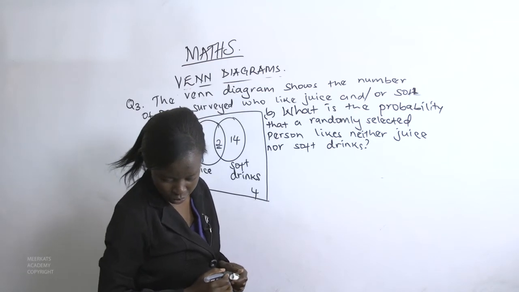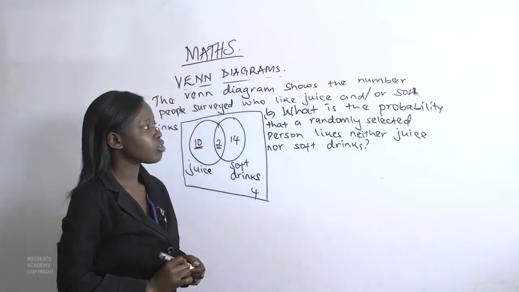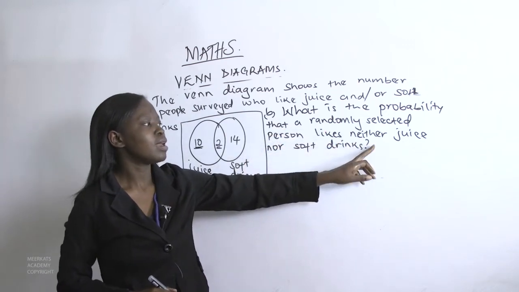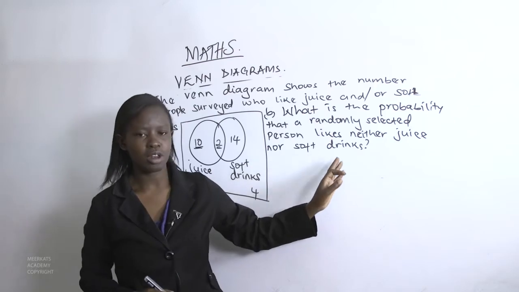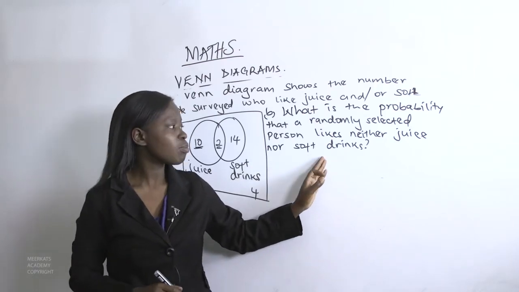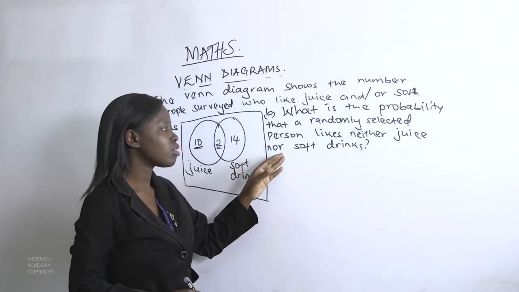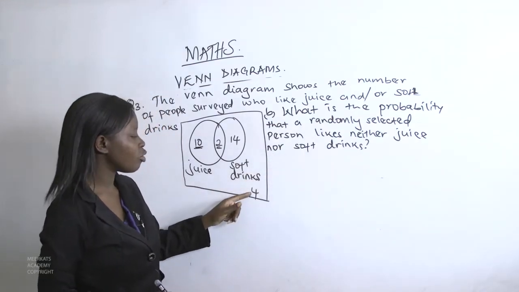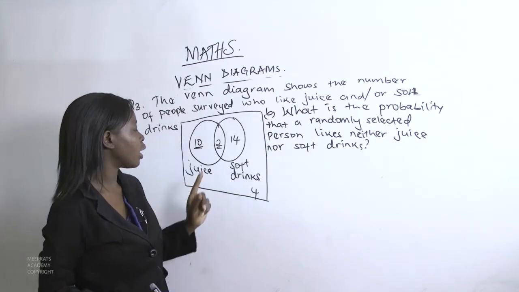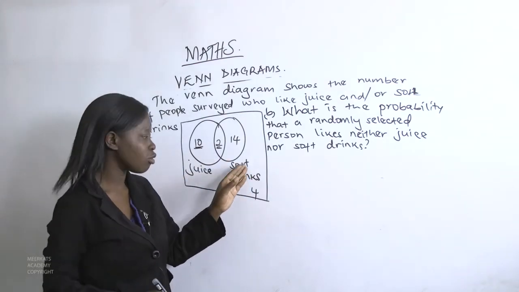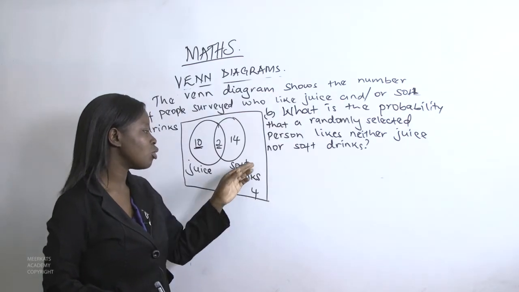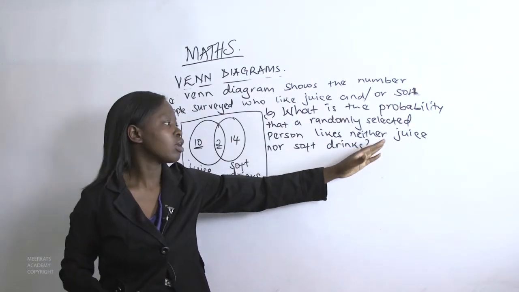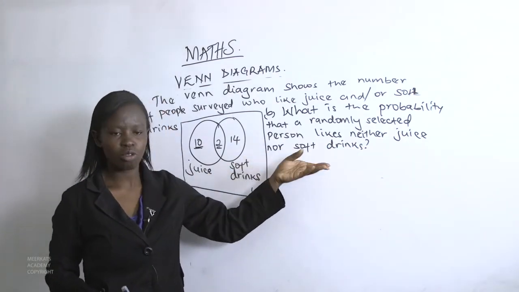So part B of the question is requiring us to find the probability that a randomly selected person likes neither juice nor soft drinks. So this is whereby this person does not like juice and at the same time does not like soft drinks. So we had a category of people here who do not fall under juice, who do not fall under the soft drinks. So this group of people who do not fall in either of the groups are what we are looking for. They neither like juice nor do they like the soft drinks.